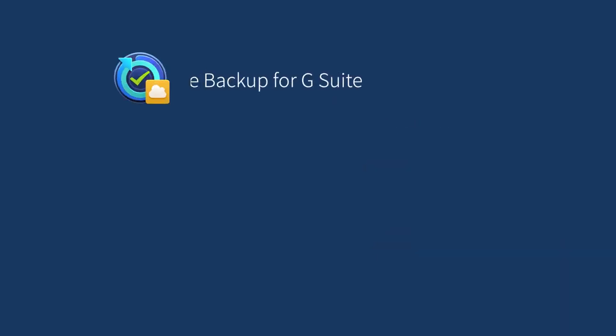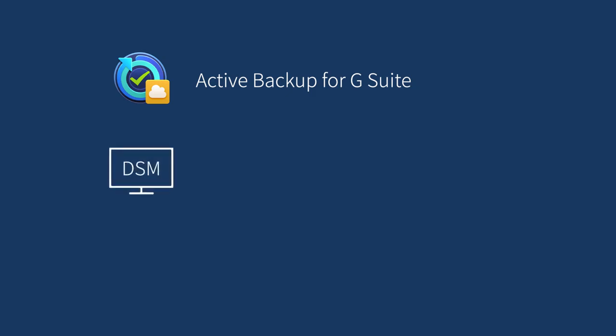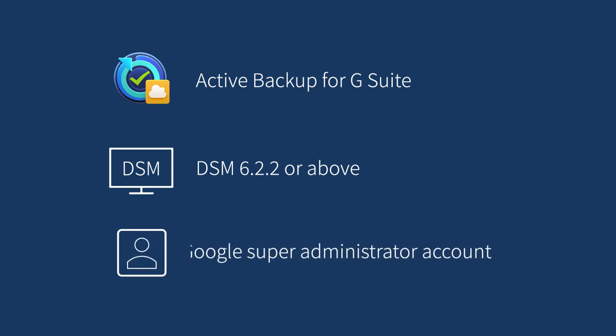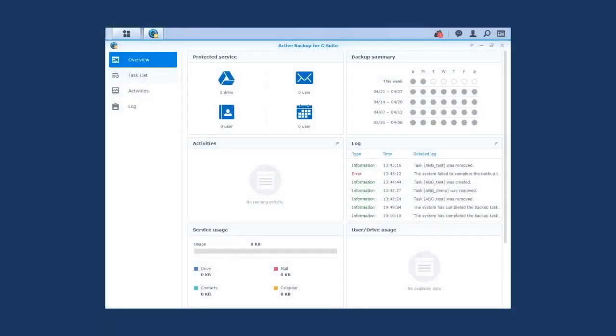Before you start, make sure your Synology NAS supports Active Backup for G Suite and that its operating system, DSM, is running on version 6.2.2 or above. Besides, make sure you are using a Google Super Administrator account. To create a backup task, launch Active Backup for G Suite.